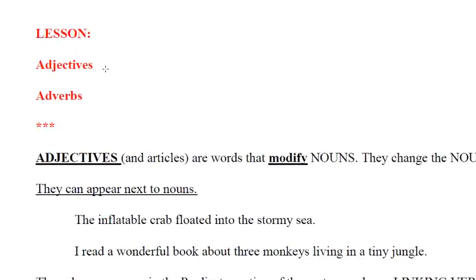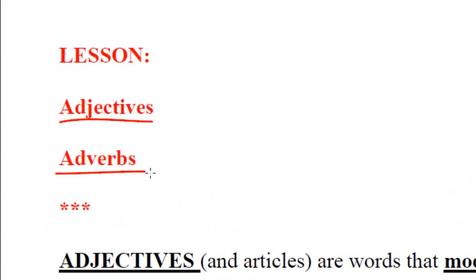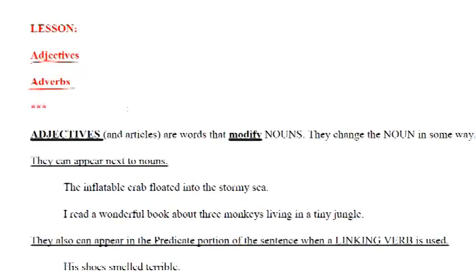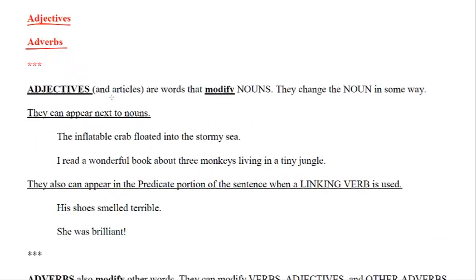In this lesson, we're going to go over adjectives and adverbs. Let's jump right in. Adjectives and articles, because articles are a type of adjective, are words that modify nouns. They change the noun in some way. Adjectives can appear in two different places in a sentence. They can appear next to the noun, in front of the noun, or they can appear in the predicate portion of the sentence towards the end when a linking verb is used.